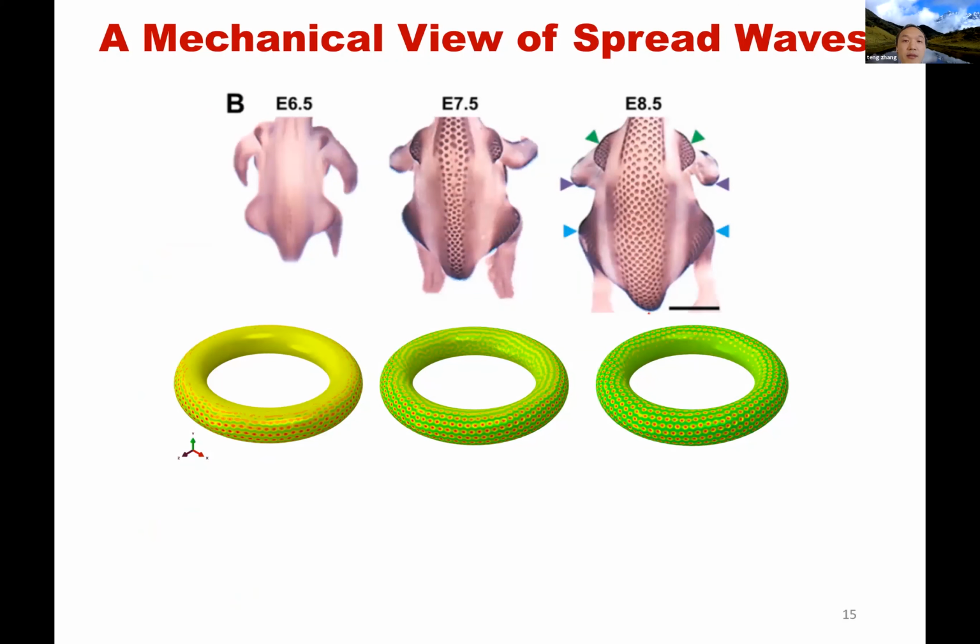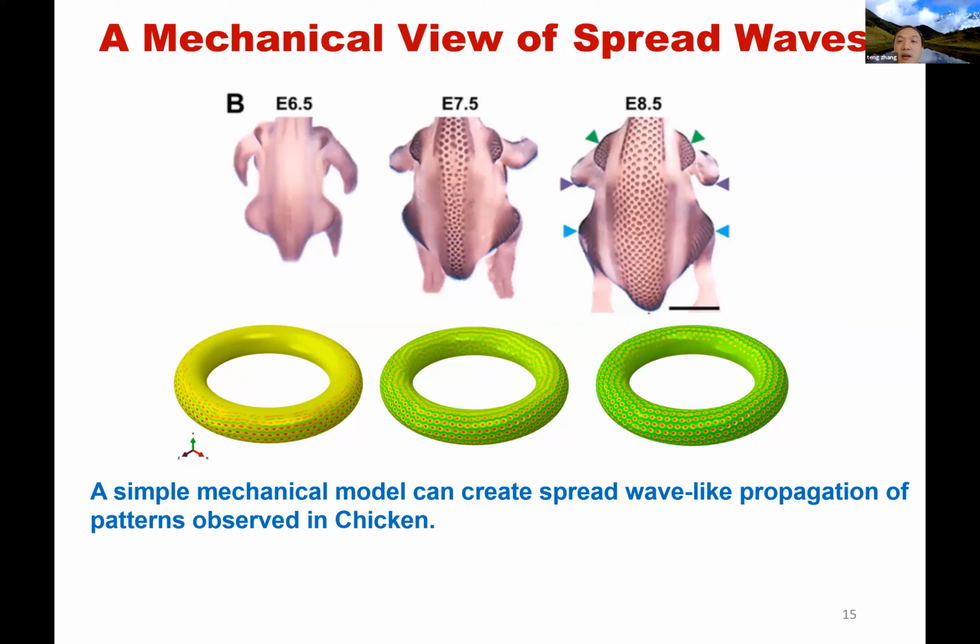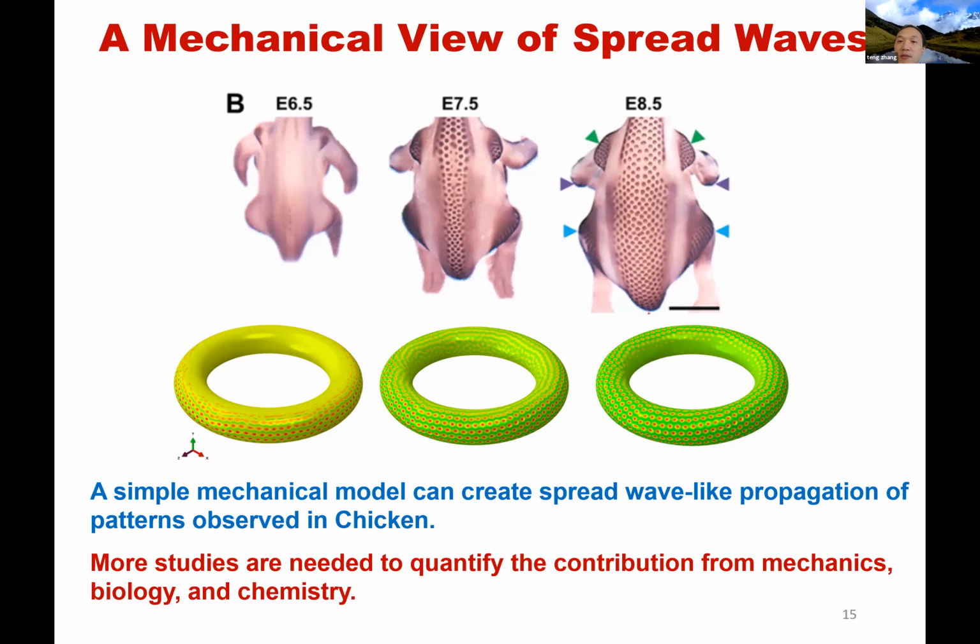And then we can compare these results with the experiments of the chicken embryo pattern. You can see that initially the pattern starts from the outer surface. This also agrees with the chicken embryo. And then you can see the propagation. Our simple mechanical model can create this phenomenon, but we need more study to quantify the contribution from mechanics, biology, and chemistry.